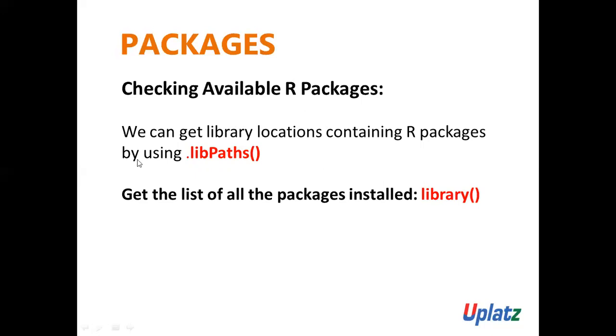And then next, if you want to get a list of all the packages that are already installed in your system in the R directory, you can get that list with the help of the function library. So the library function helps you check all the available packages that are already installed, and the .libPaths function you use to get the library location that contains the R packages. Got it?